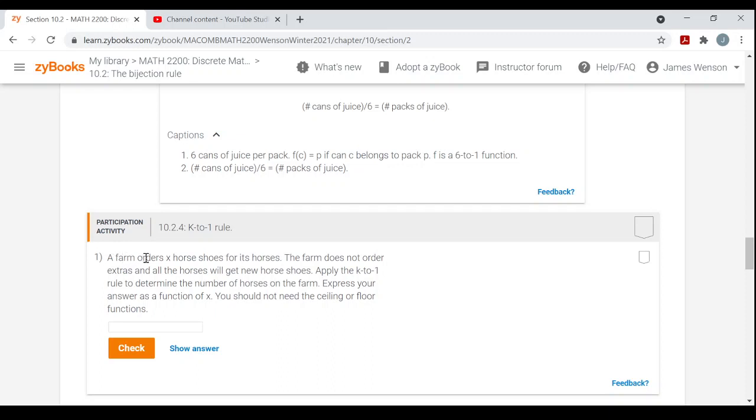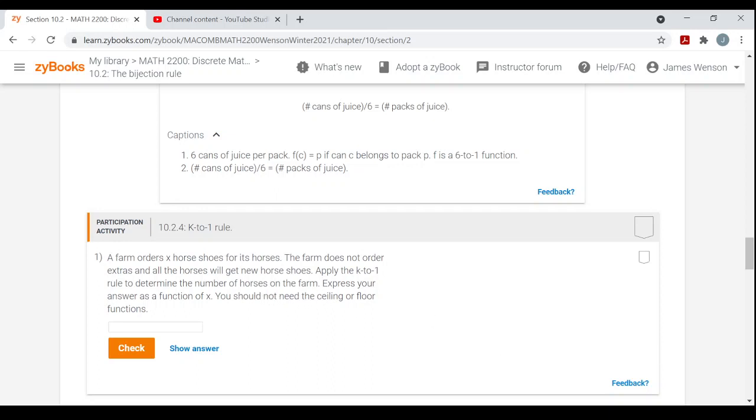So a farm orders X horseshoes for its horses. The farm does not order extras, and all the horses will get new horseshoes. And we're also assuming that all the horses still have all four of their legs. Apply the k-to-1 rule to determine the number of horses on the farm. Express your answer as a function of X. It says you should not need the ceiling or floor functions.